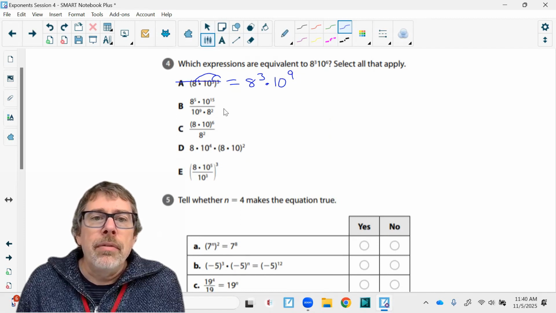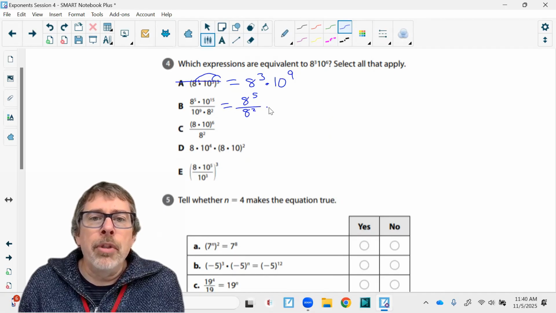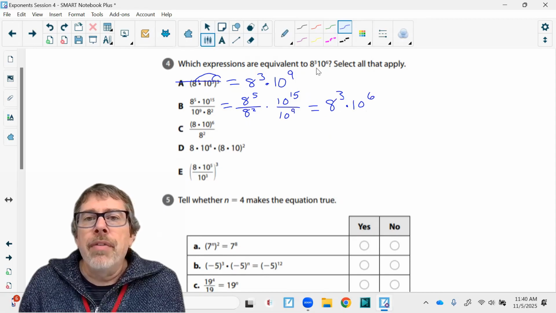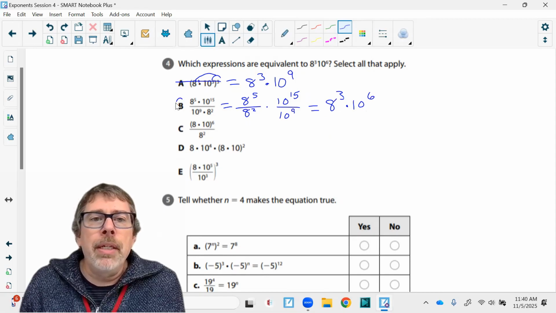B, I'm going to rearrange this. I'm going to put 8 to the 5th over 8 squared, and I'm going to multiply it by a separate fraction. You can split up fractions during multiplication, and this is going to be 10 to the 15 over 10 to the 9. 8 to the 5 minus 2 is 8 to the 3, times 10 to the 15 minus 9 is 10 to the 6th. Okay, so we have 8 cubed times 10 to the 6th, so B reduced to this value right here.